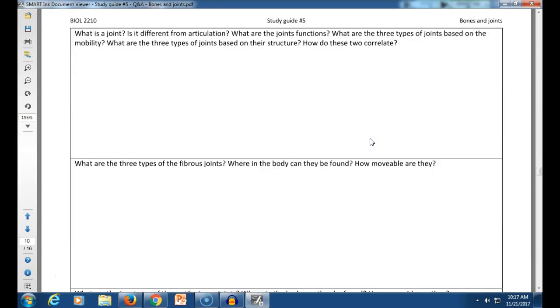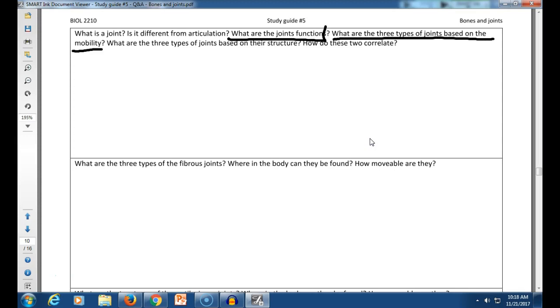Joints connect two bones together. Joint function: bone connection, holding the skeleton together and ensuring mobility. There are three types of joints based on mobility.